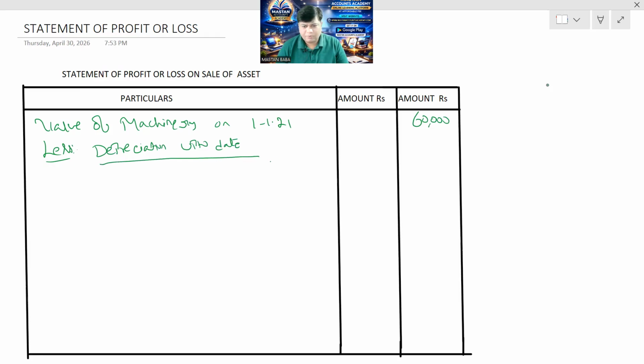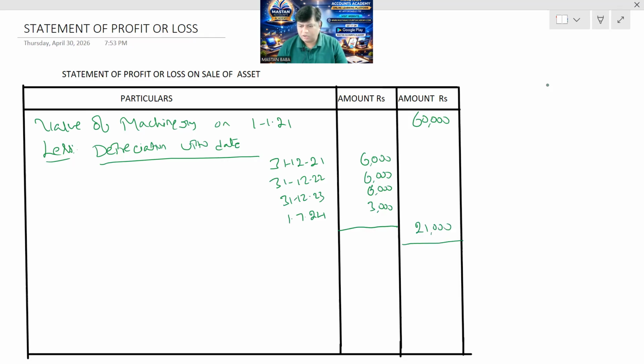Okay? So, what is the depreciation on 31st December 21? We have charged 6,000 rupees. On 31/12/22, we have charged one more 6,000 rupees. On 31st December 23, we have charged 6,000 rupees. On 1st July 24, we have utilized only for the part of the year, and that part of the year is only 3,000 rupees. So 6 3s are 18, 18 plus 3, 21,000. 60,000 minus 21,000, dear students, will get 39,000. And this will be called as book value of asset.